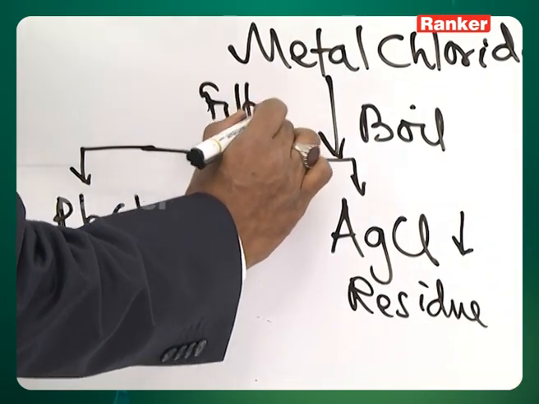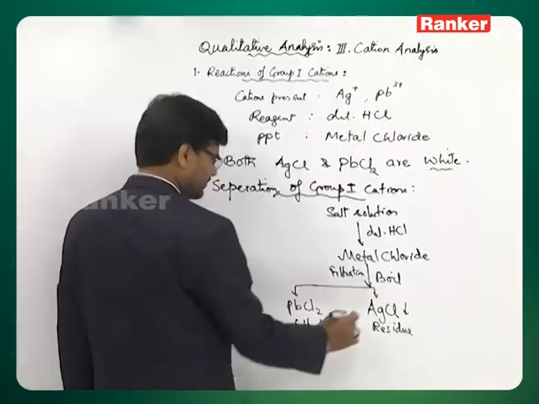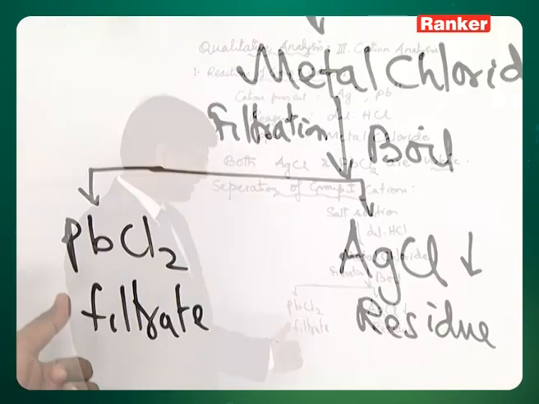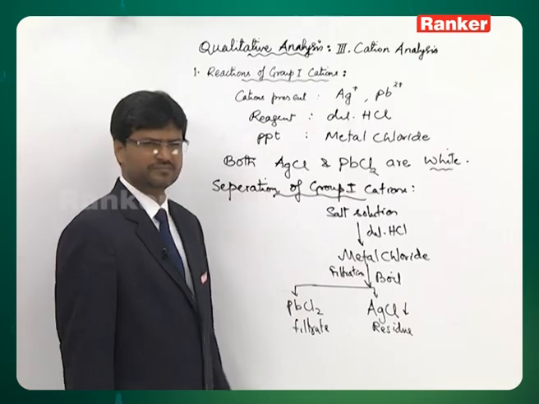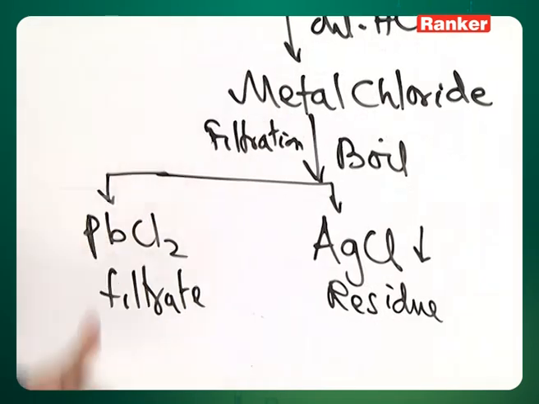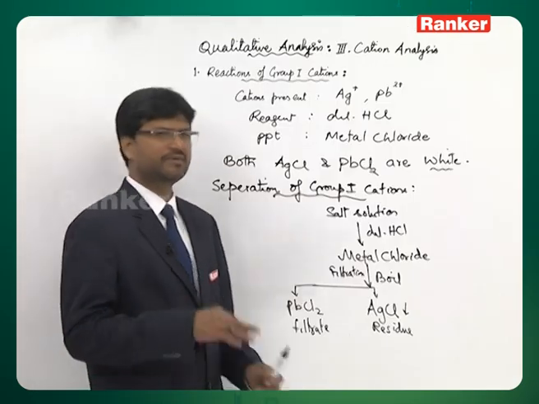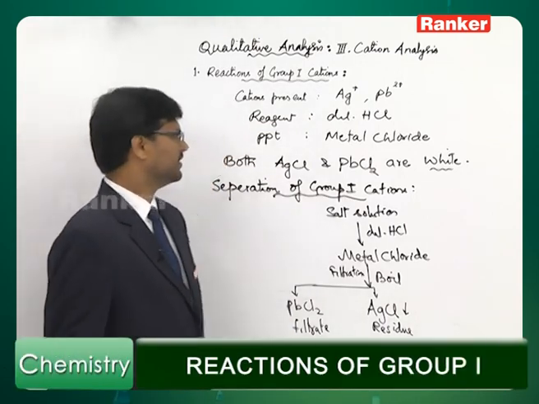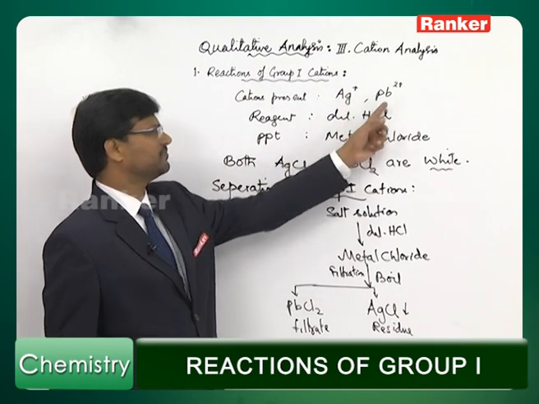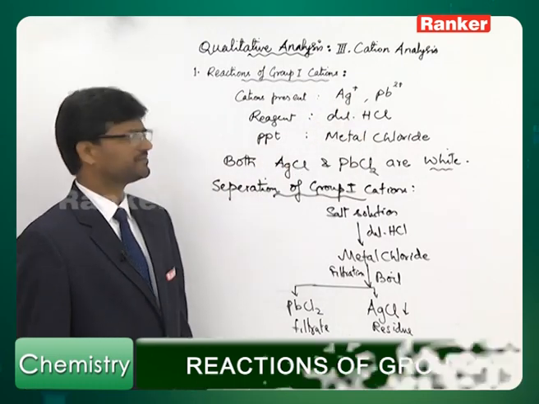Filtration. In the residue you have AgCl, in the filtrate you will have PbCl2. After filtration, cool it and you can recover PbCl2. So, in this way it is possible to separate AgCl and PbCl2. Remember that PbCl2 is soluble in hot water. Now, let us learn about reactions of Ag plus and Pb2 plus separately, one by one.